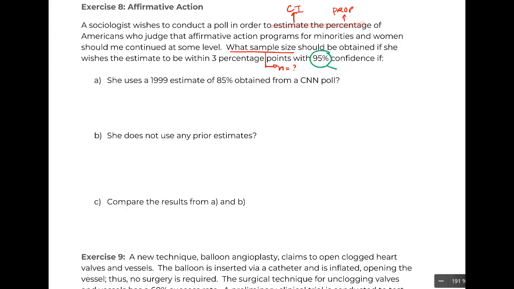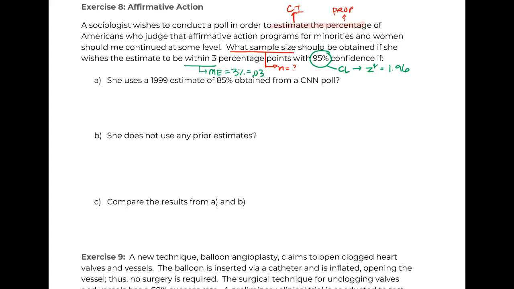We have 95% confidence, that's our confidence level, which we know we can use to go look up a z star in that t-table of 1.96. And we have this, we want our estimate to be within 3 percentage points. So this is just a weird way to say we want our margin of error to be no more than 3%, which is 0.03.